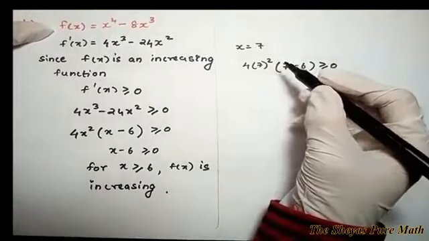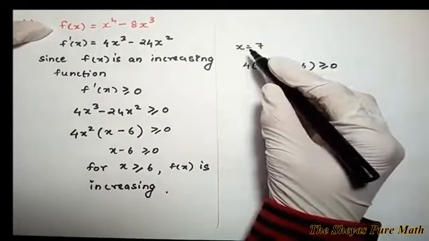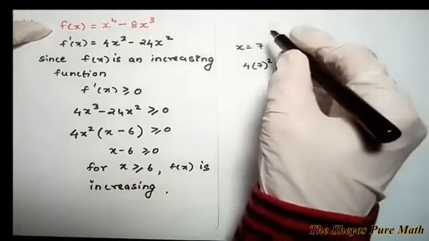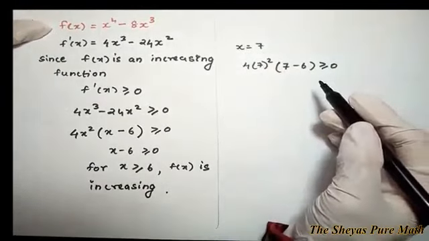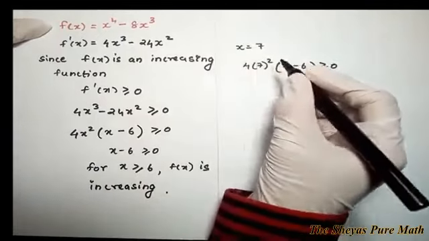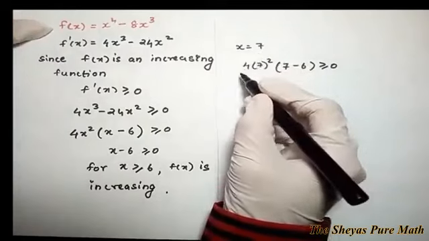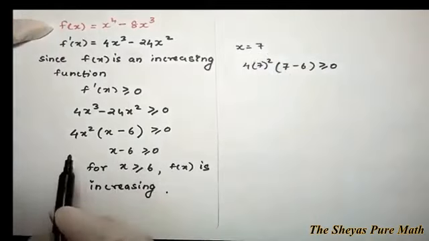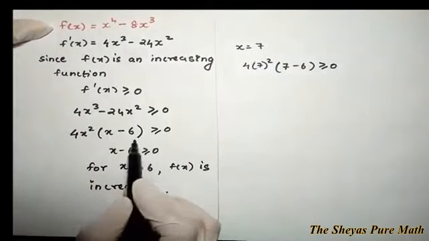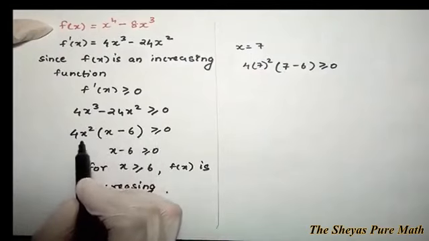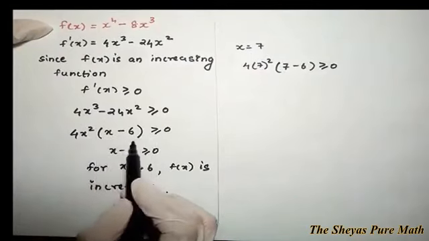Just let me take some example and confirm that, okay? So these points are not needed, but to make it clear, I am taking x is equal to 7 and a negative value also, okay? So x is equal to 7, I am substituting this x is equal to 7 in f dash of x. So 4 into 7 square, 7 minus 6.